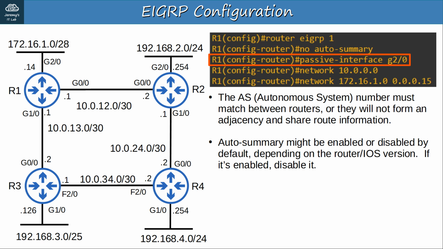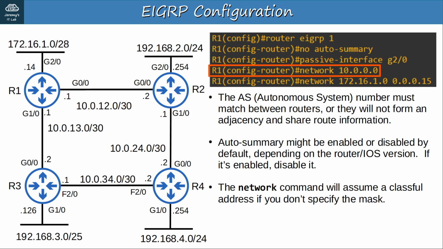Then I used the same passive interface command as I did for RIP. Next up, I used the network 10.0.0.0 command to activate EIGRP on the G0/0 and G1/0 interfaces. You can use a mask with EIGRP's network command. However, it will assume a classful address if you don't specify the mask. So network 10.0.0.0 is assumed to be 10.0.0.0/8.